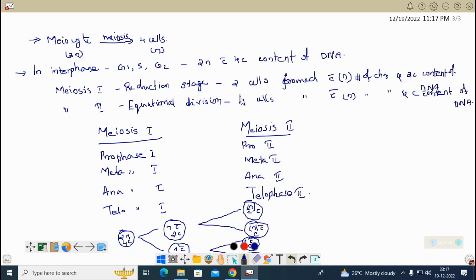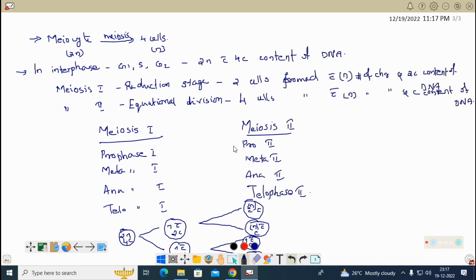Each one cell will become two cells, so two cells will become four cells, and they will have n number of chromosomes with C content of DNA. C content of DNA is normal for n number of chromosomes, or the haploid number of chromosomes.